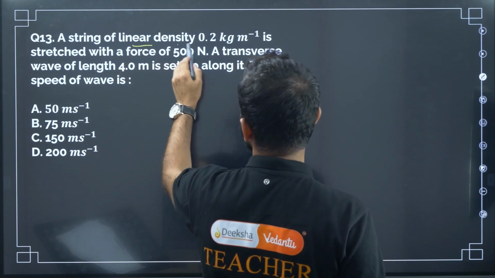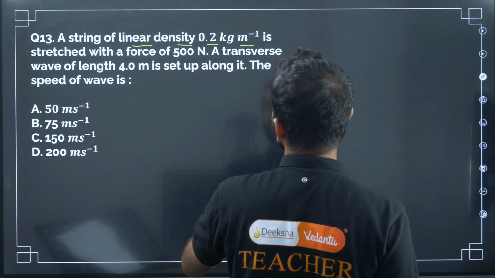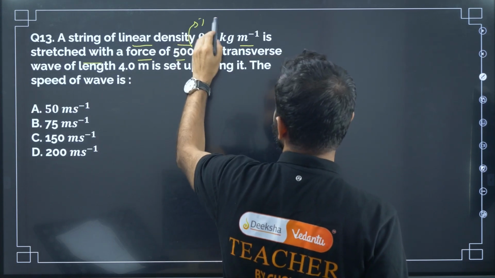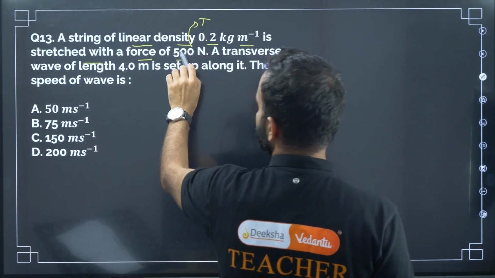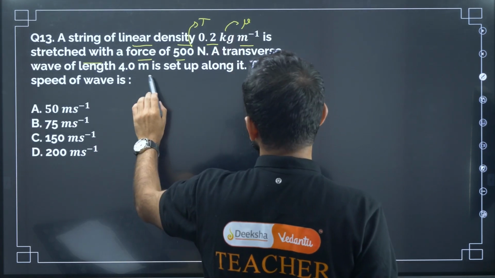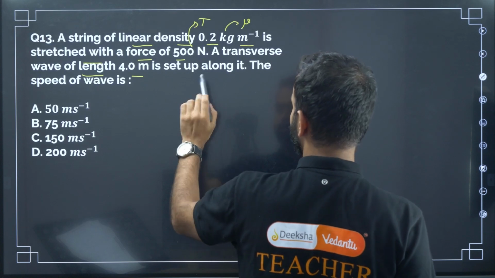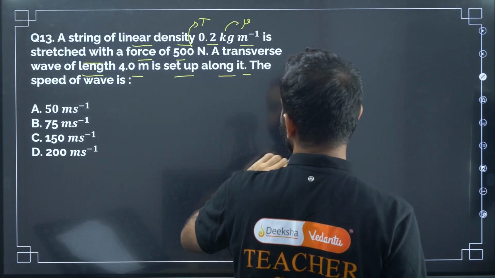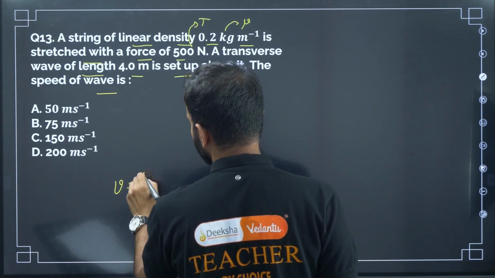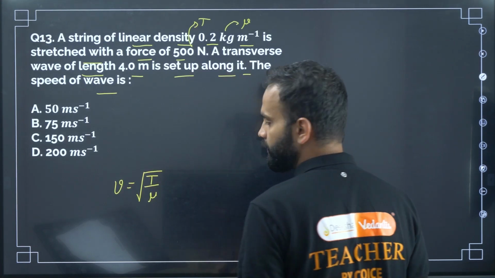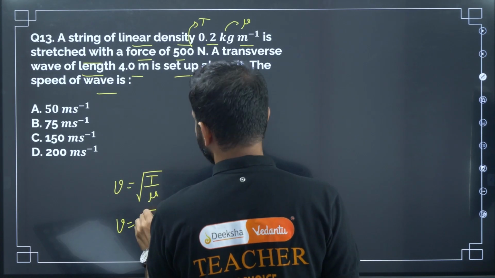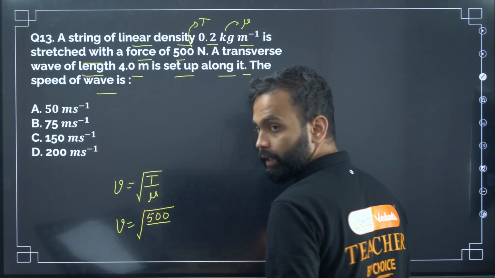A string of linear density 0.2 kg per meter is stretched with a force of 500 Newton. Here tension is 500 Newton. Here linear mass density, that is mu, is 0.2 kg per meter. A transverse wave of length 4 meter is stretched along it. Find the speed of the wave. So speed of wave v equal to root of T divided by mu. T is tension in the string, mu is linear mass density. So v equal to root of 500 divided by 0.2.